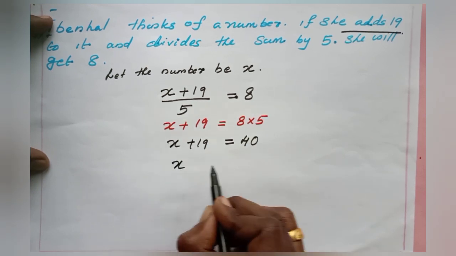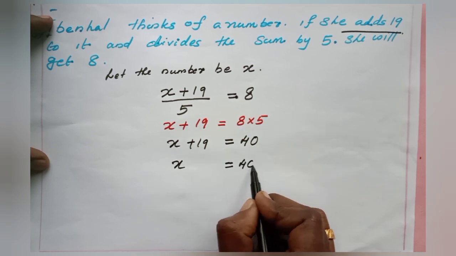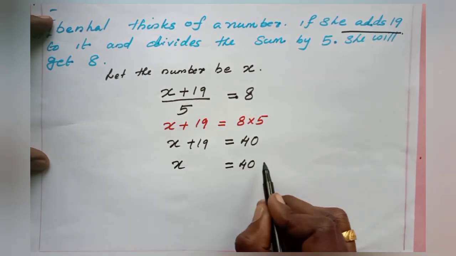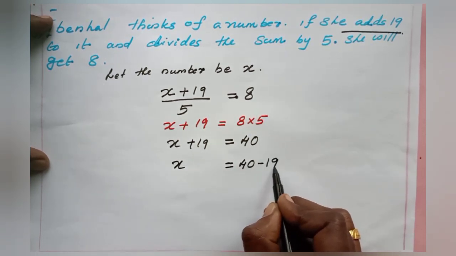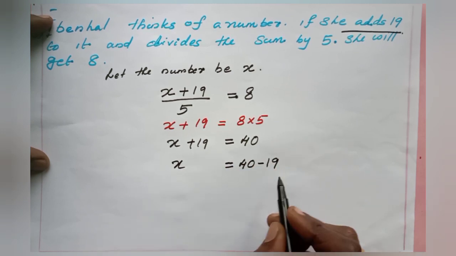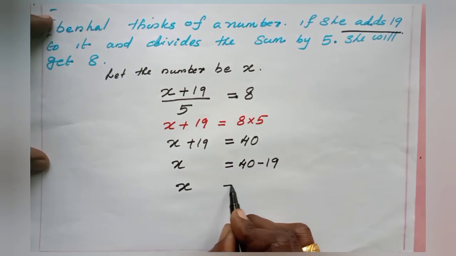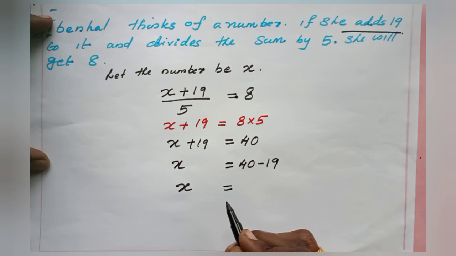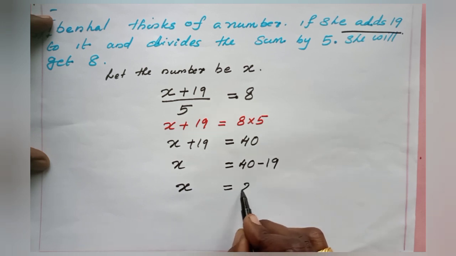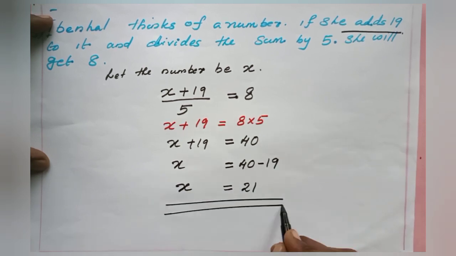Then x equals... 19 transposes to the right side. Positive 19 changes into negative 19. So x equals 40 minus 19, which is 21. So Ekban thinks the number is 21.